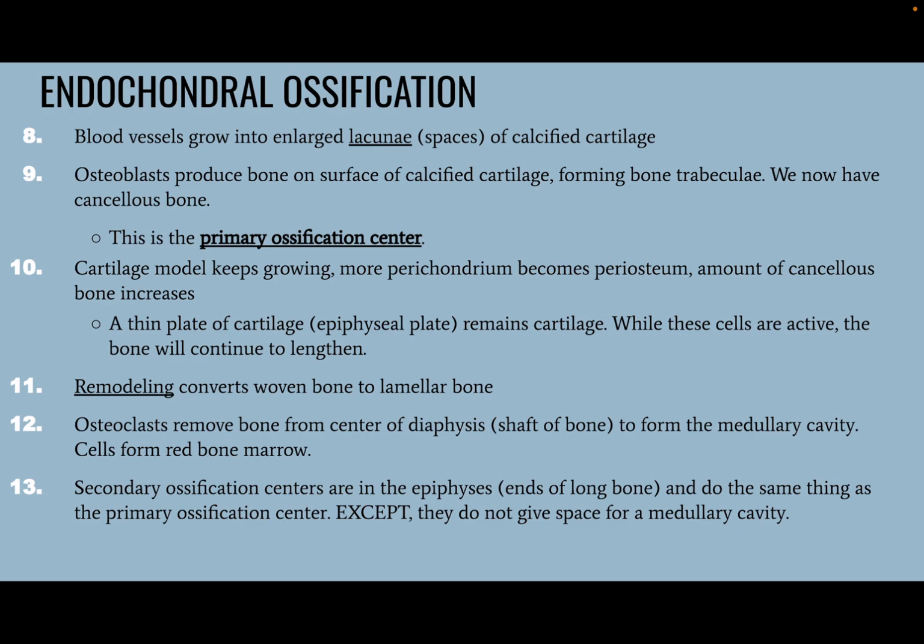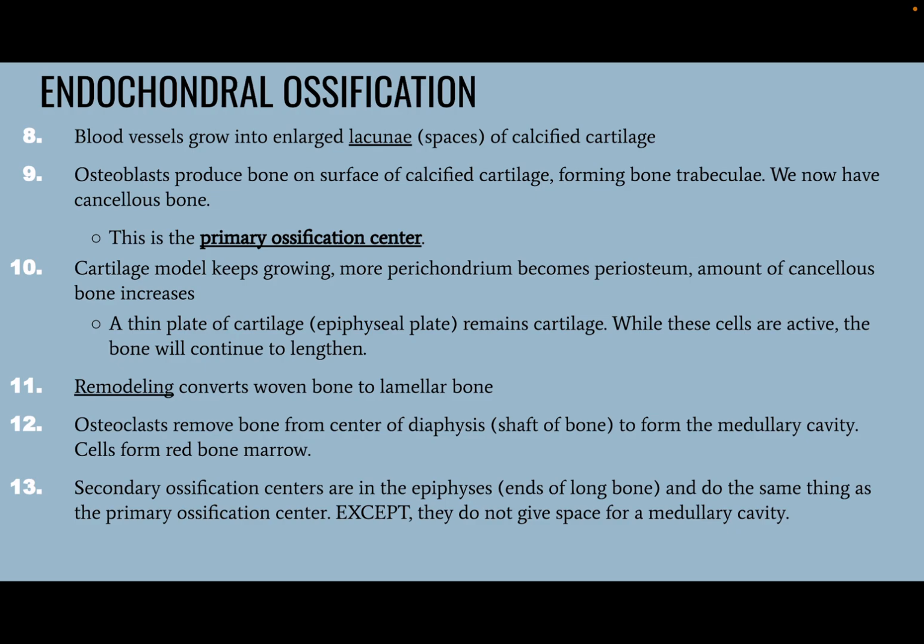From there, I get blood vessels that grow inside that cartilage model into that lacunae, that space of the cartilage. And they're going to bring osteoblasts with it. And those osteoblasts start to produce bone on the surface of the cartilage. And we start to form some trabeculae. So we start by forming cancellous bone. This is my primary ossification center. Okay, this is where bone first starts to form in endochondral ossification.